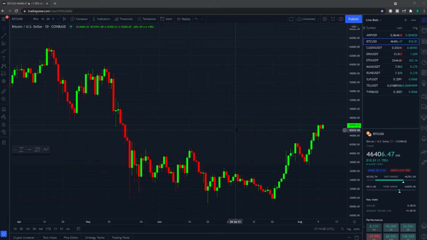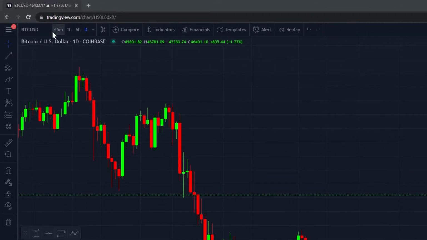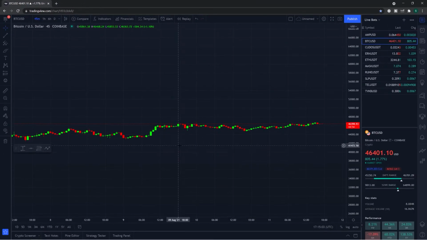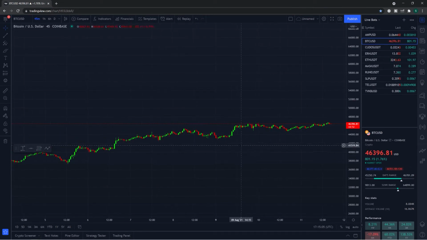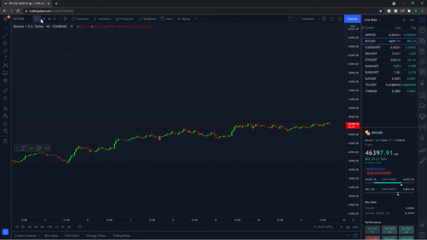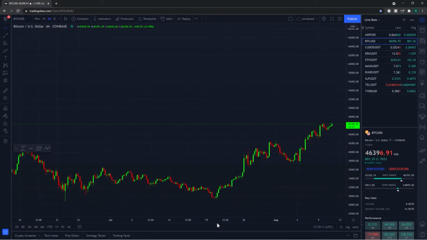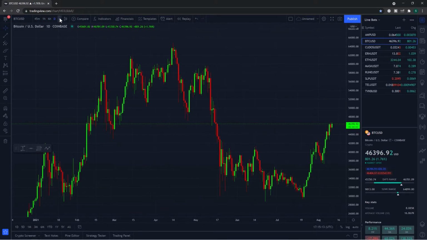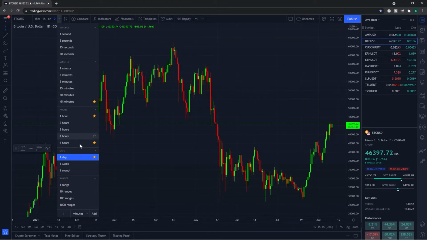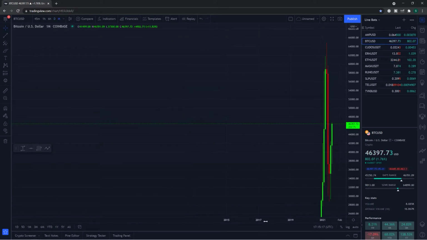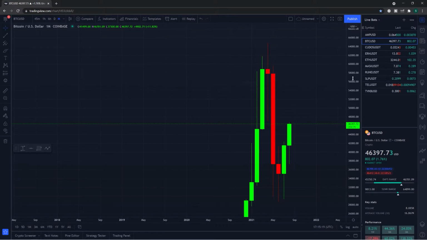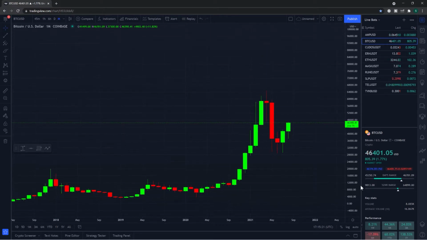But I can change the time period to, like, 45 minutes. So each individual candlestick here represents a 45-minute time period, or 1 hour, or 6 hours, or again 1 day, or I could even go to 1 month. So right here, each individual candlestick represents a 1 month time period.